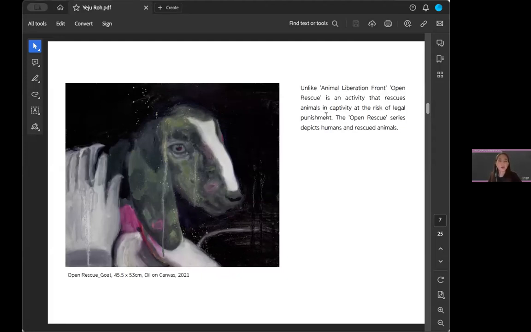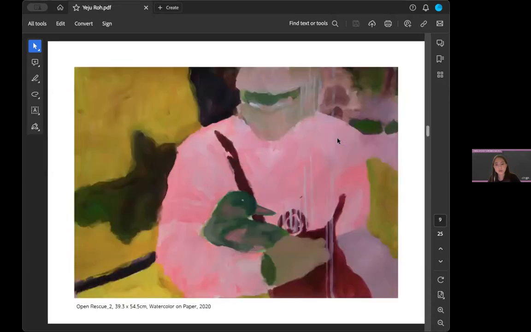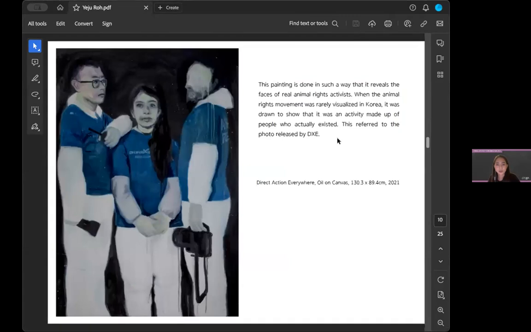They often go into factory farms or laboratories to save animals, but they go into these spaces to be exposed in the media so that they can get media attention to what they're doing and what's being done to animals as well. So these are the depictions of the activities by Open Rescue. Is that really cool?